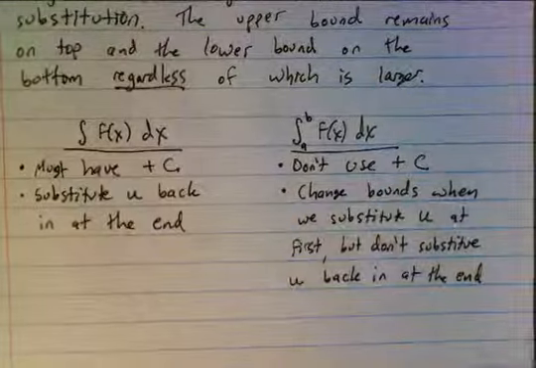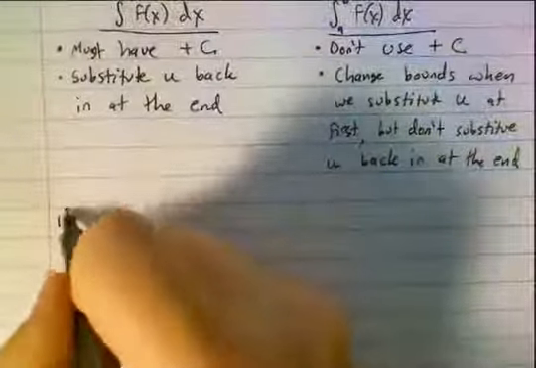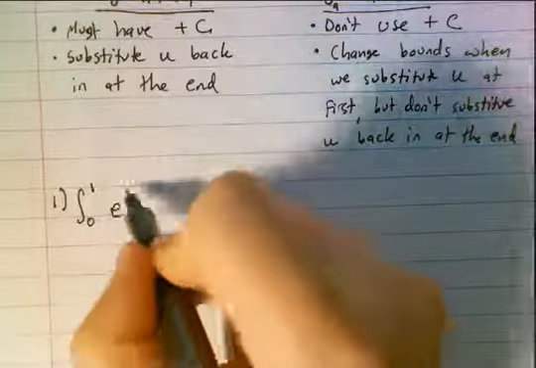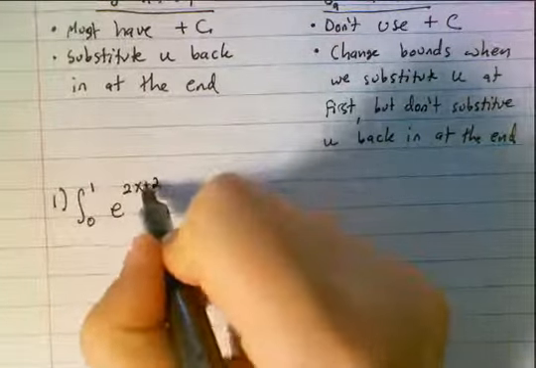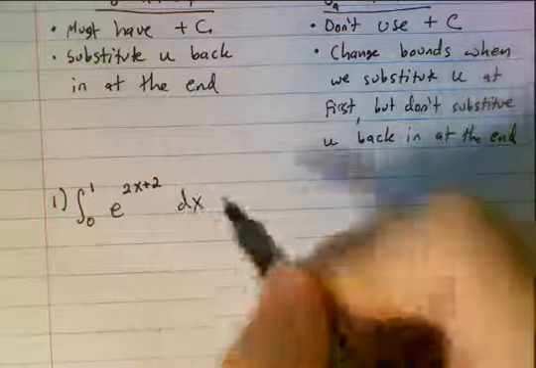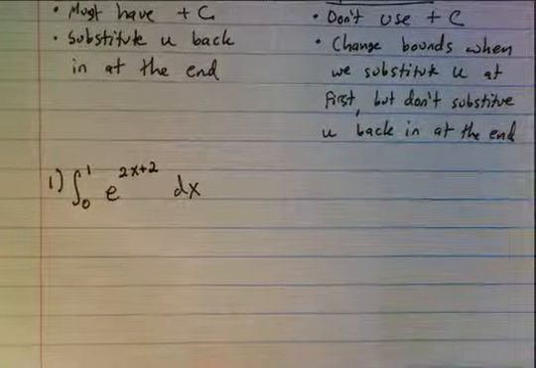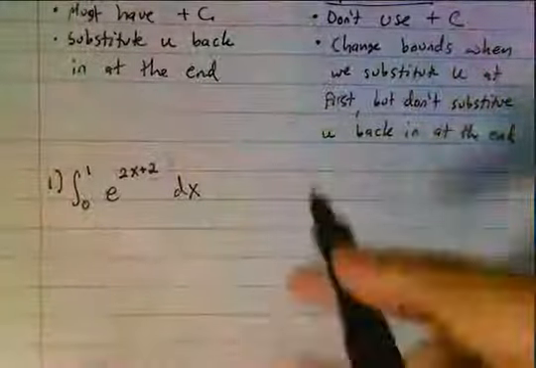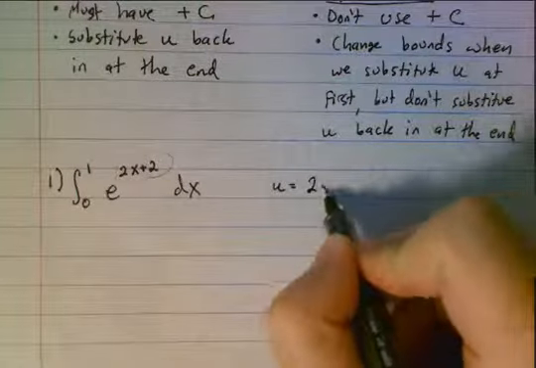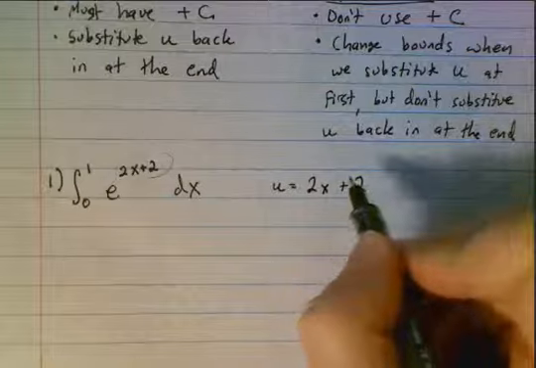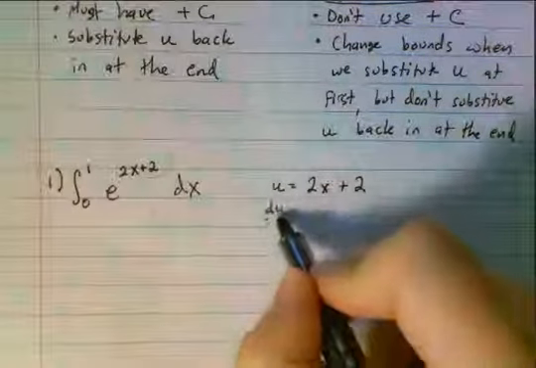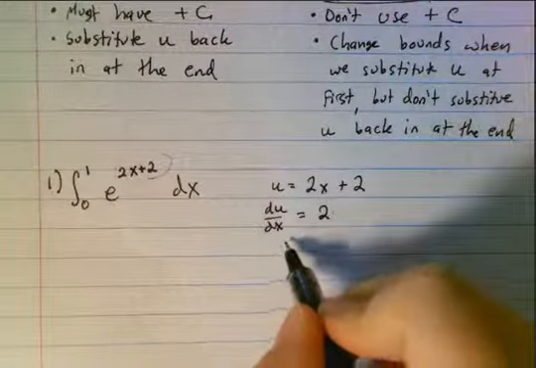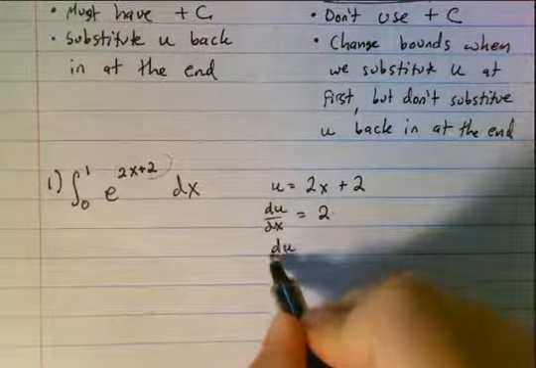So let's do a couple of example problems. Let's do the integral from 0 to 1 of e to the 2x plus 2 dx. And we see that this is a box function right here. So our u is going to be what's in the box. Take our derivative and manipulate it to get dx by itself.